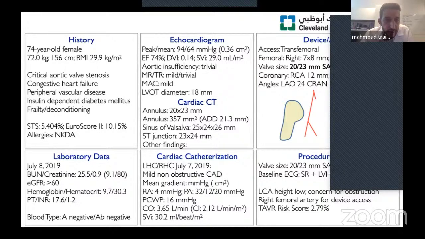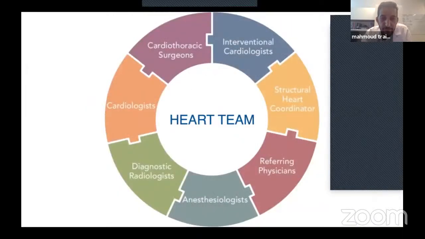This is an example of a case we did with a 74-year-old with multiple comorbidities and frail, with an STS score in the intermediate range of 5%, not a good surgical candidate, had severe aortic stenosis, but on the anatomy had a low coronary height, which was an issue along with a small valve, and based on her surgical risk we decided to go ahead with TAVR. So again, if I had to put one point of emphasis in the decision-making of these, heart team is critical in making any of these decisions.